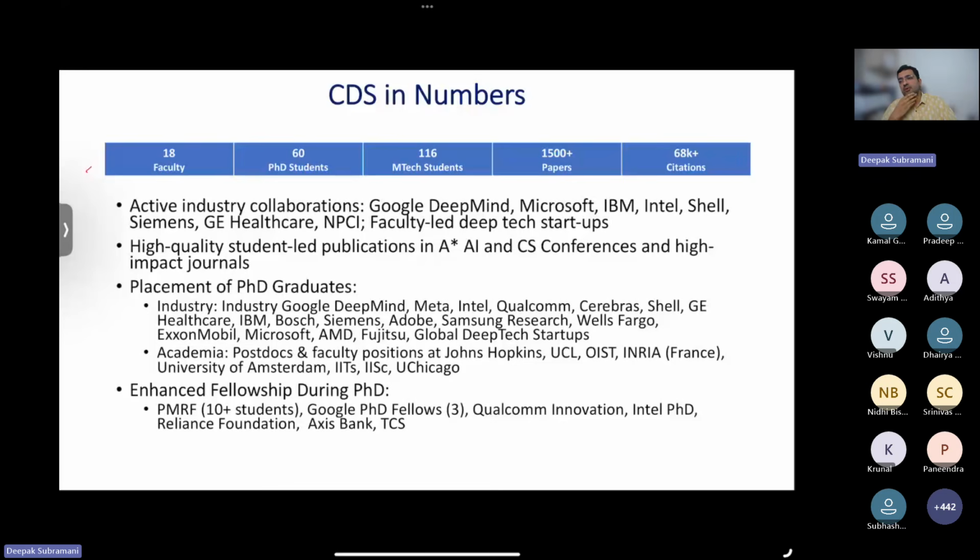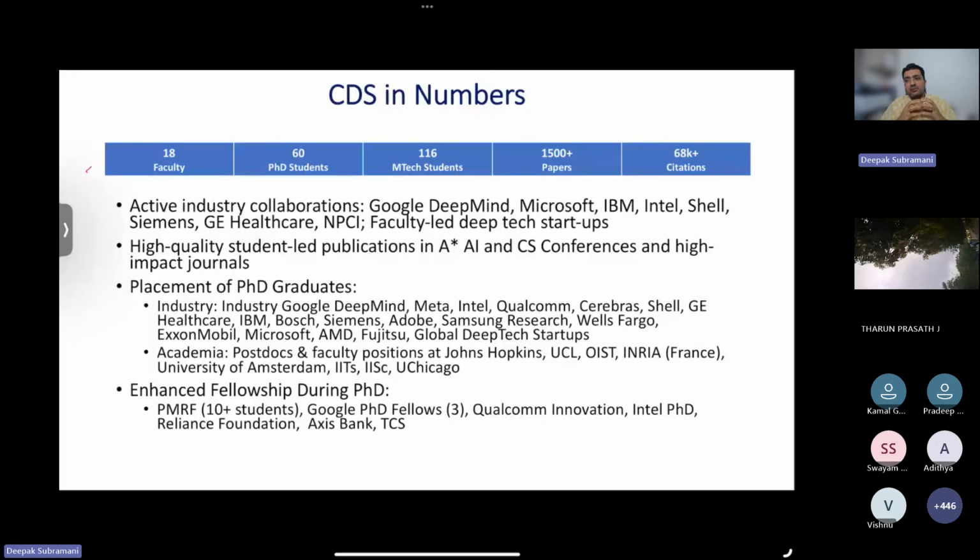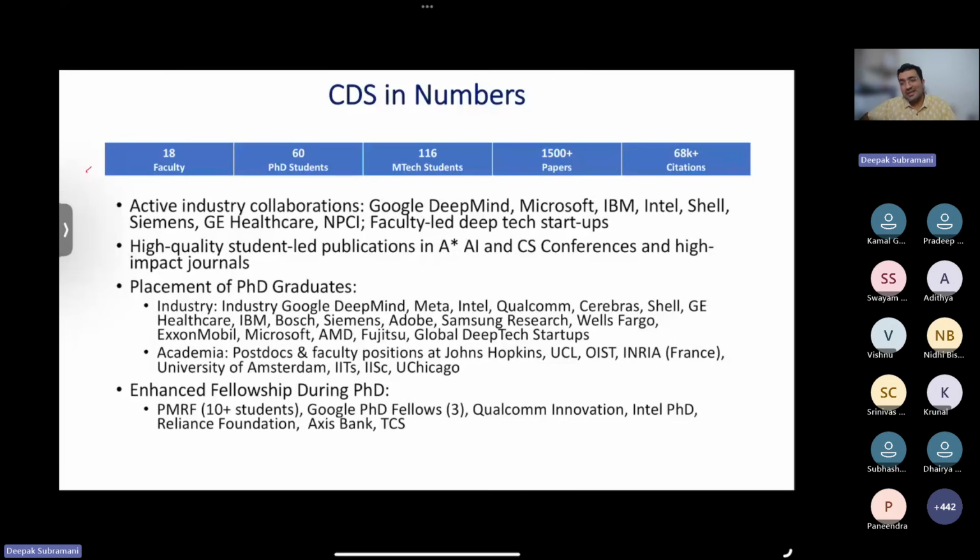We have 10 plus students in the PMRF. We have 3 Google PhD Fellows. We have Qualcomm Innovation Fellows, Intel PhD Fellows, Reliance Foundation Fellows, Axis Bank offers fellowships, TCS offers fellowships, and all these fellowships are very competitive and they pay enhanced fellowship, right? So over and above the amount that you will get from the MHRD. This is reserved for the PhD students that are doing top quality work during their PhD.